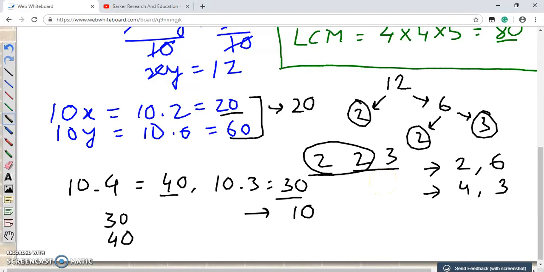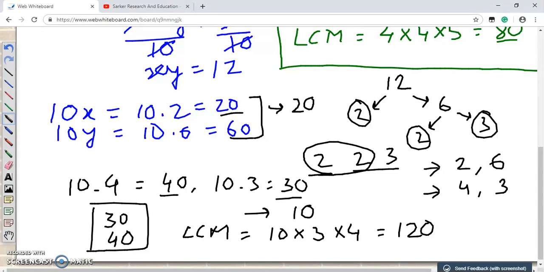And if you just find their LCM, it will be the GCF times whatever is left in 30, that is 3, 10 times 3 is 30, times whatever is left in 40 other than the GCF. So 4 times 10 is 40. So we will take 4. So this is 120. This is just a verification that we chose the correct set. So the two numbers are 30 and 40, for which 10 is the GCF and 120 is the LCM.